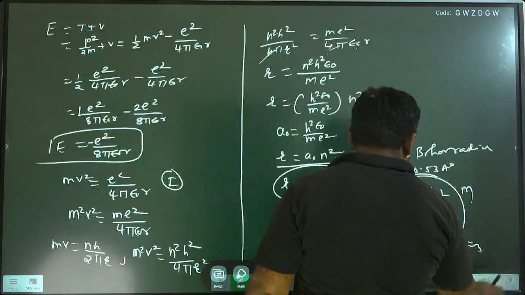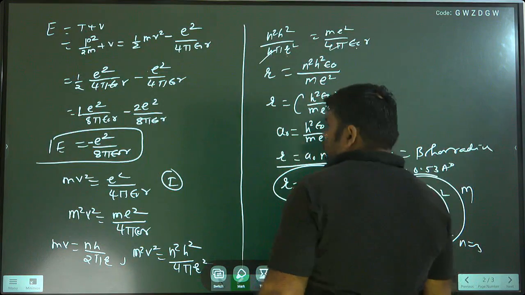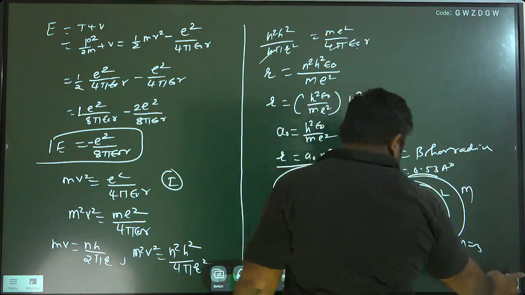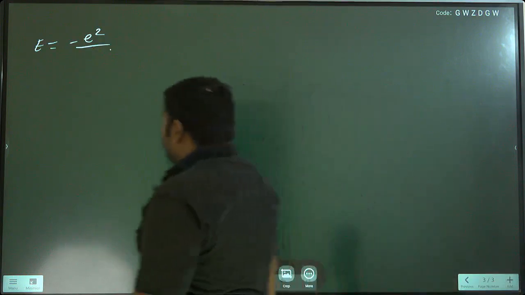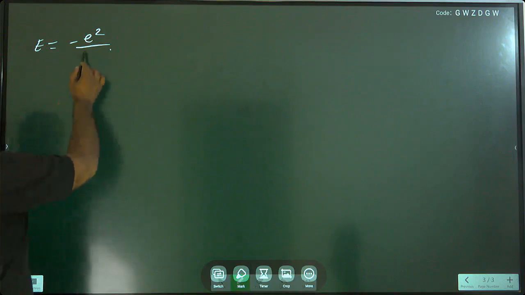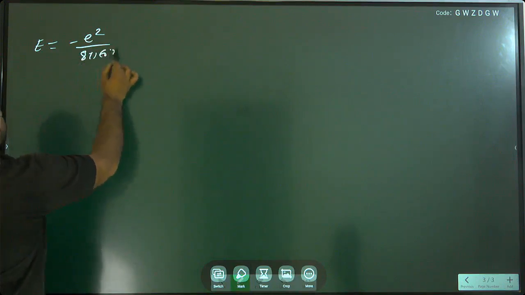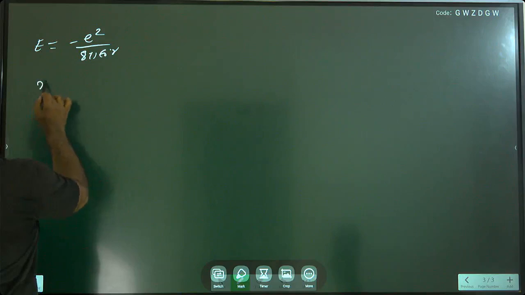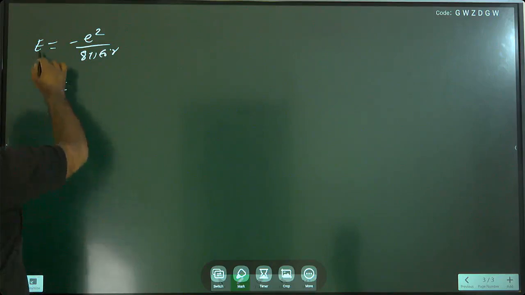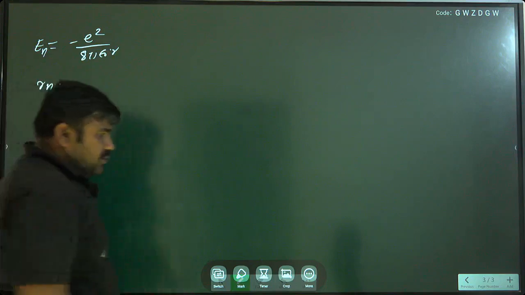Kinetic energy plus potential energy, we can substitute here. We're getting minus e square upon 8 pi epsilon naught r. Okay, we're getting the r value also now. What is the nth state energy? This also we can find out, the energy of nth state.